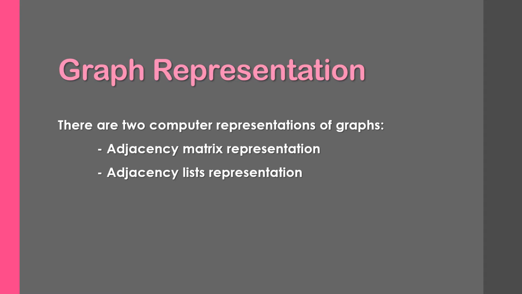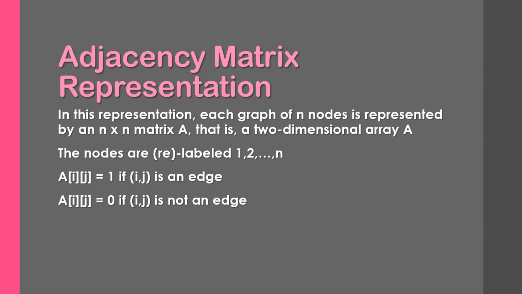So coming to the next topic, graph representation. Basically there are two computer representations of a graph. First is adjacency matrix and second is adjacency list. So the first one is adjacency matrix.